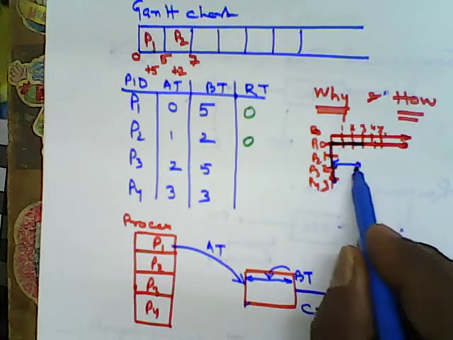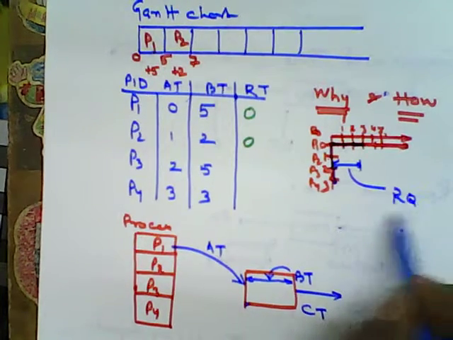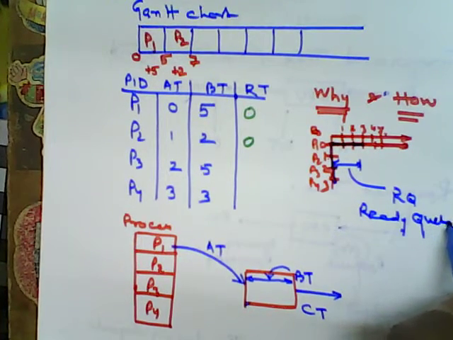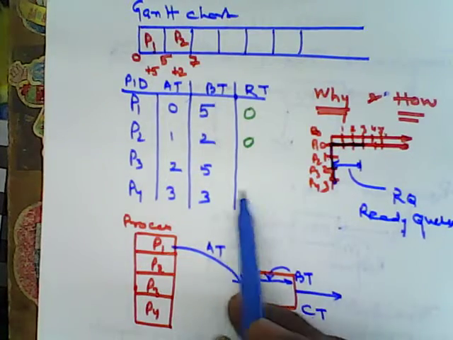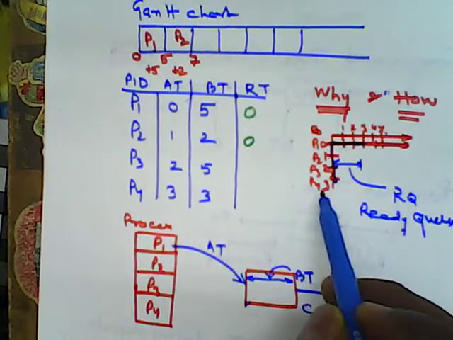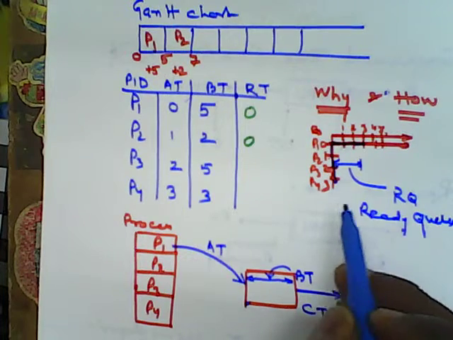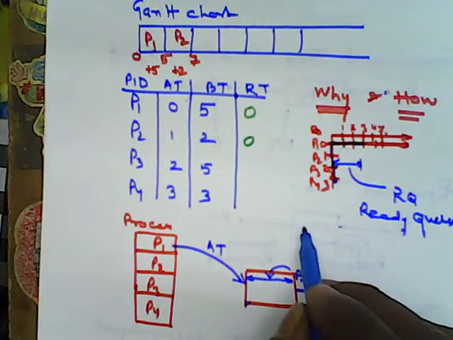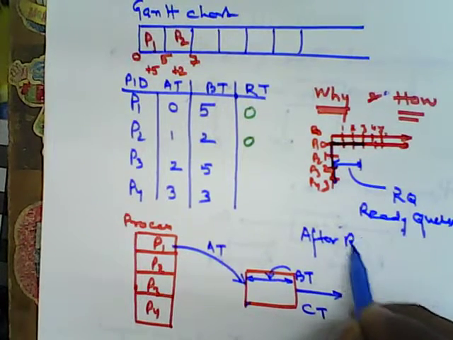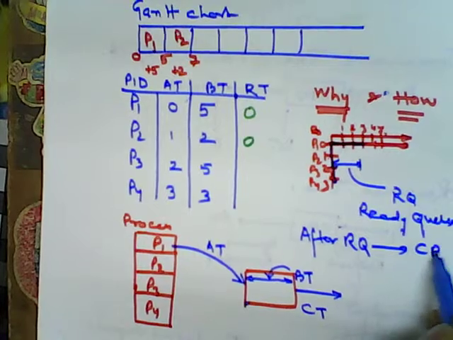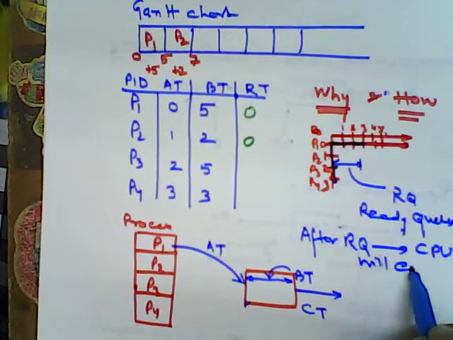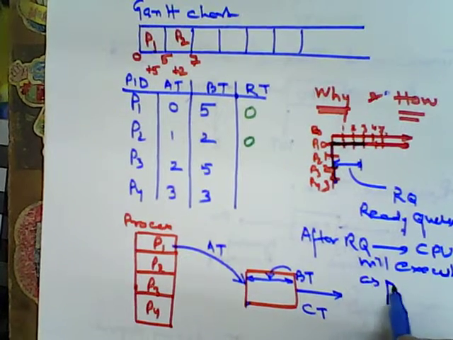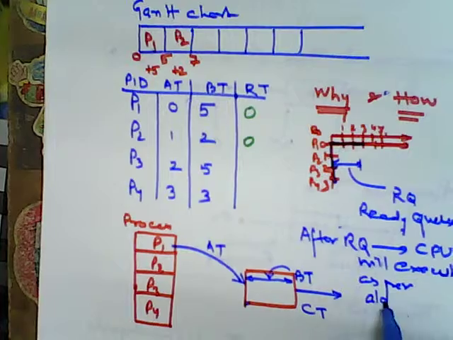So ready queue indicates that the whole process has arrived, and after that the CPU will be able to execute as per the algorithm conditions. After RQ, the CPU will execute as per the algorithm condition. This is very important, please remember.